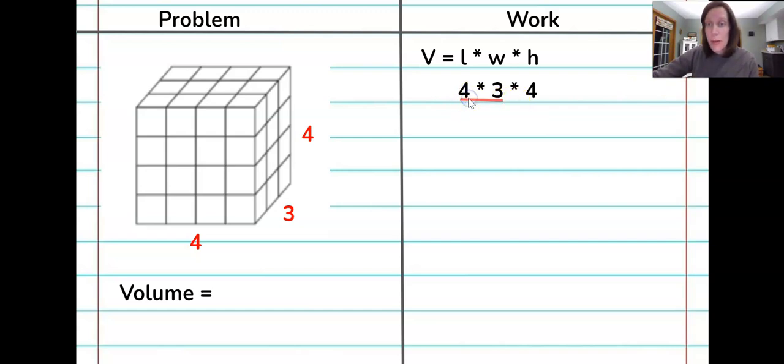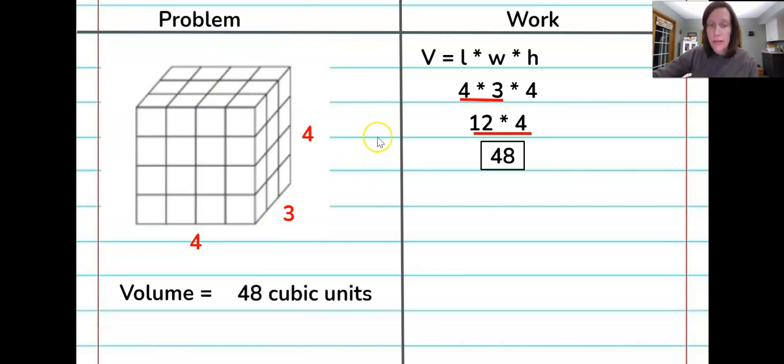So I'm going to do 4 times 3 first. 4 times 3 is 12. And then I bring down my times 4. So this is just like order of operations in algebra. Now I do 12 times 4. Well, that's a basic math fact that I know. It's 48. So the volume of this rectangular prism is 48 cubic units.